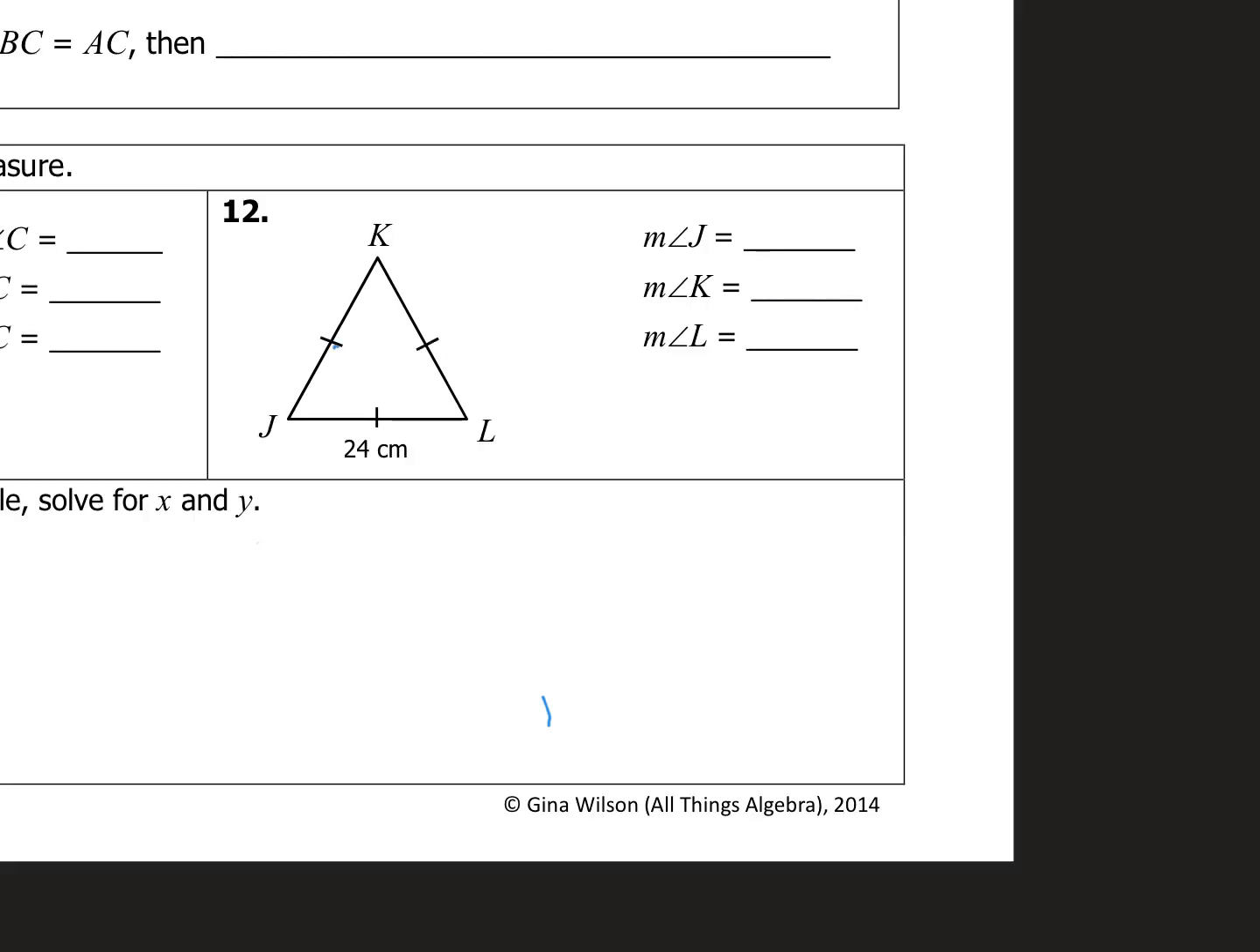All right, this one tells me that it's equilateral. It's telling you all three sides are the same. So we just kind of talked about this. It wants the angles. If all of the angles have to be the same, 180 divided by 3 tells you every angle has to be 60.